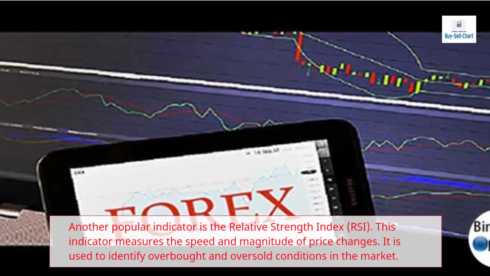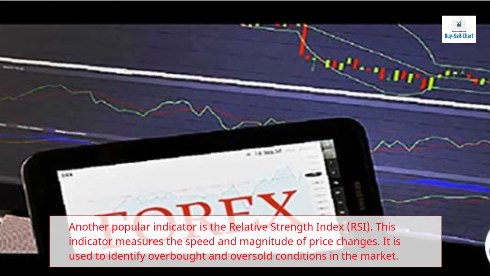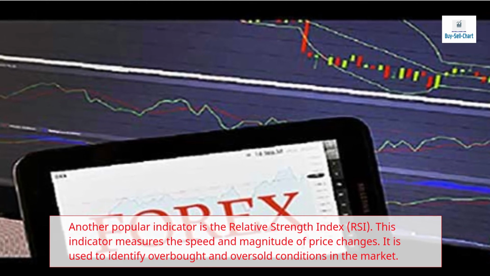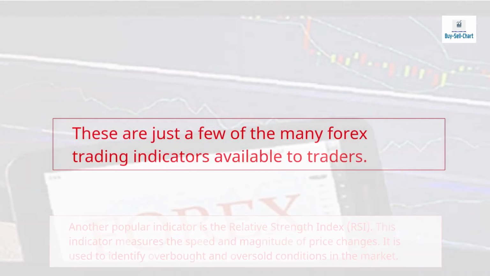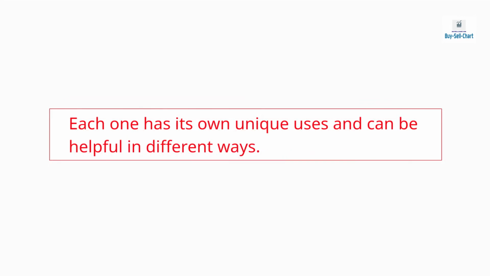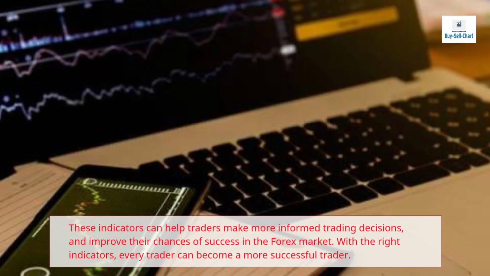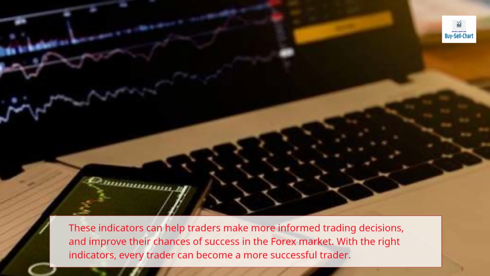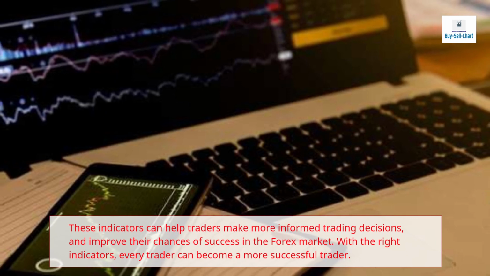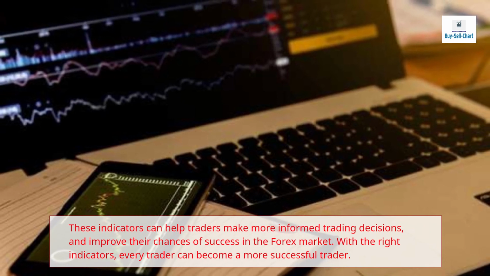Another popular indicator is the relative strength index, RSI. This indicator measures the speed and magnitude of price changes. It is used to identify overbought and oversold conditions in the market. These are just a few of the many Forex trading indicators available to traders. Each one has its own unique uses and can be helpful in different ways. Traders who want to improve their trading results should learn how to use these indicators correctly. These indicators can help traders make more informed trading decisions, and improve their chances of success in the Forex market. With the right indicators, every trader can become a more successful trader.